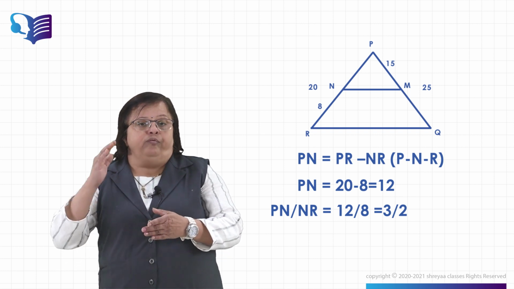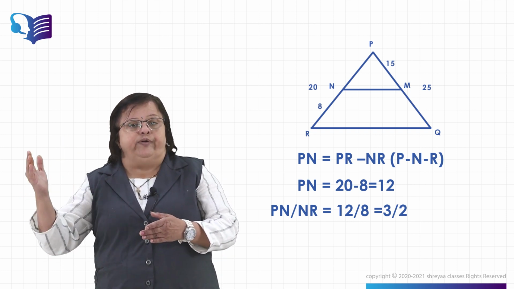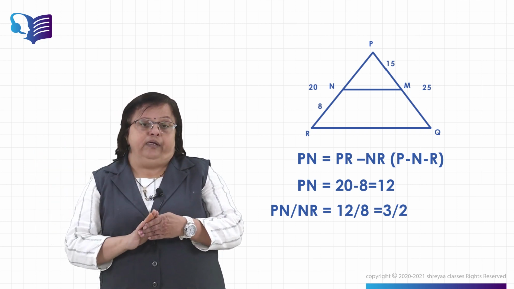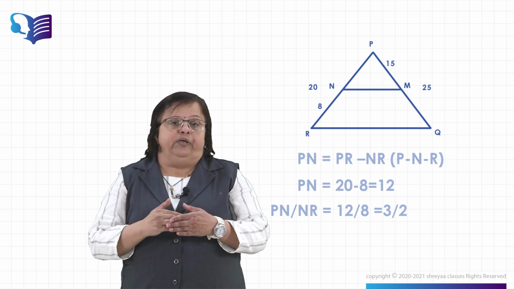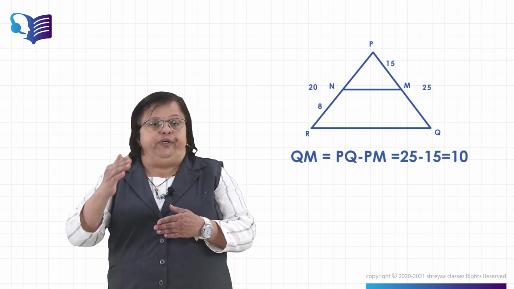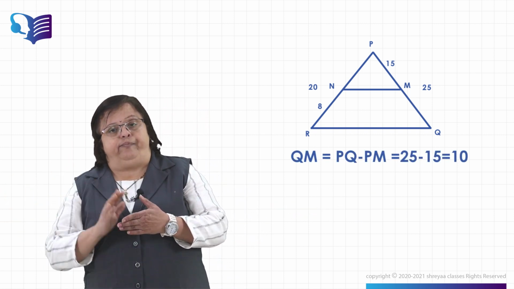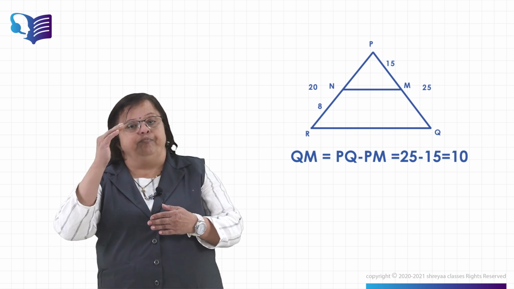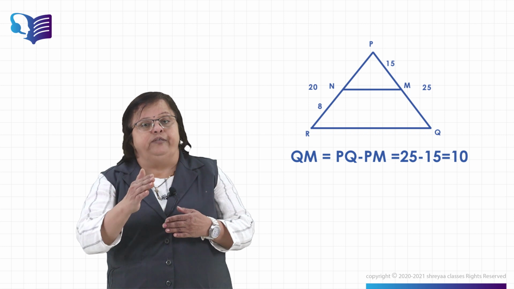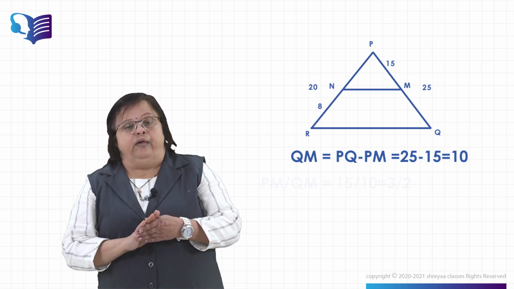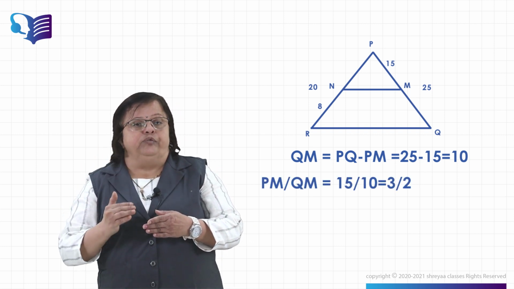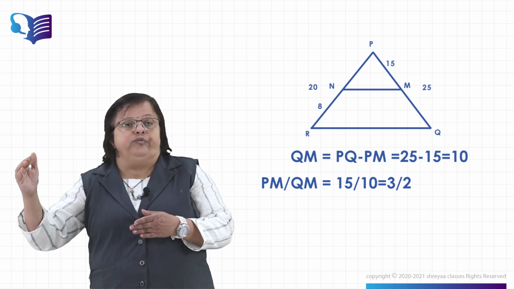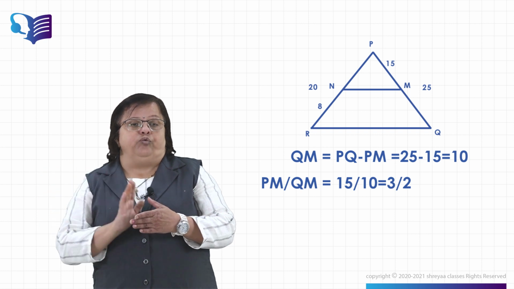Okay. Now, here PQ is equal to 25, isn't it? And PM is given as 15. Therefore, how to find out QM? QM is equal to PQ minus PM. That is, PQ is 25 and PM is 15. So, 25 minus 15, which is equal to 10. Therefore, the ratio PM upon QM is 15 upon 10. So, if we reduce it, it is equal to 3 upon 2.